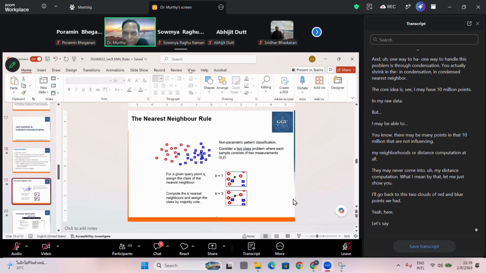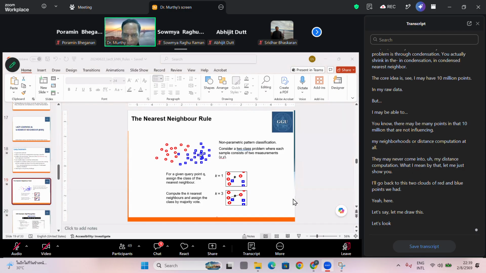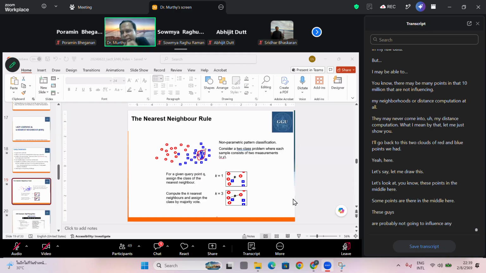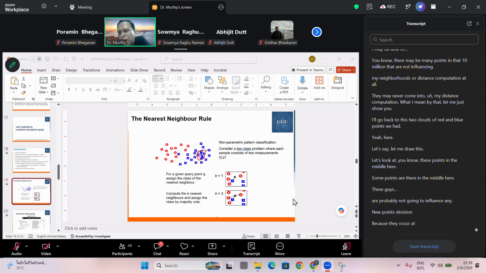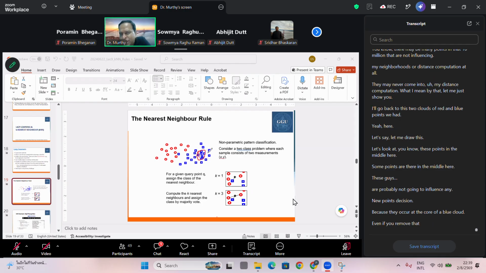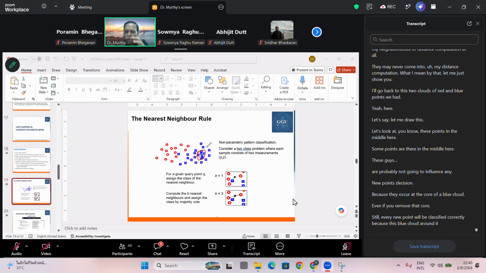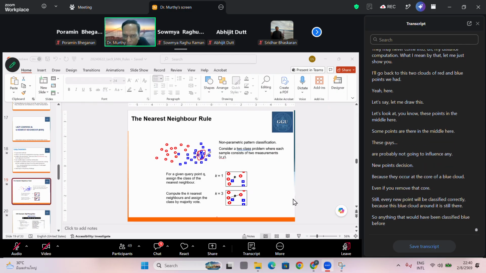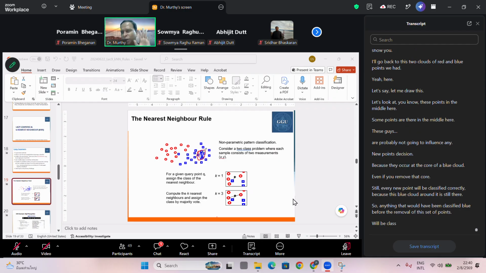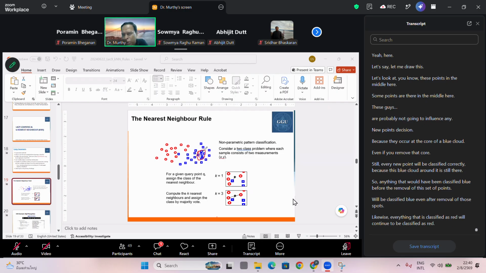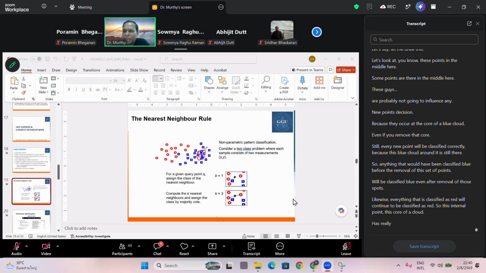Let me draw this. Let's look at these points in the middle here. These guys are probably not going to influence any new point's decision because they occur at the core of a blue cloud. Even if you remove that core, every new point will still be classified correctly because the blue cloud around it is still there. So anything that would have been classified blue before the removal of these points will be classified blue even after their removal. Likewise, everything classified as red will continue to be classified as red. So these internal points, this core of a cloud, have really no impact on the classification.